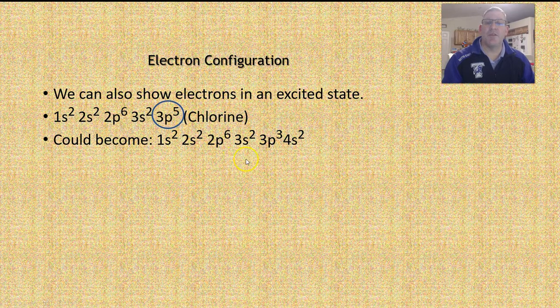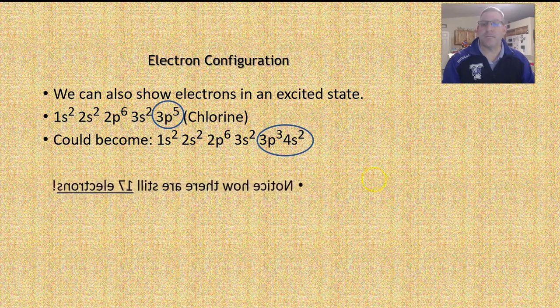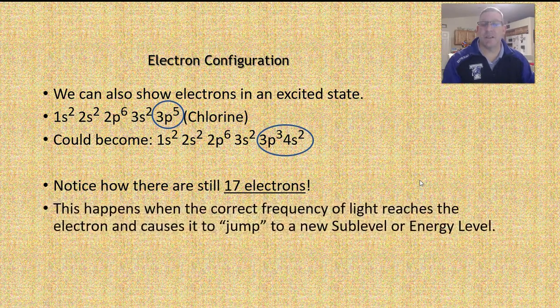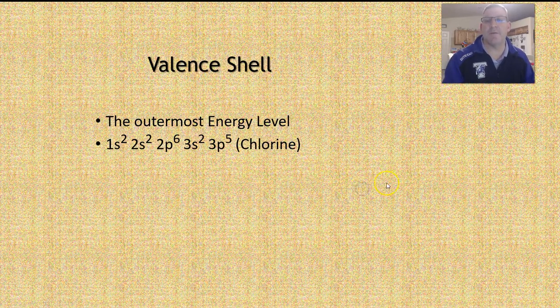And we may have an example such as 5 electrons in the outer sublevel being excited and therefore having a change so that 2 of the electrons jump out to the 4th energy level, s sublevel. Once again, we still have 17 electrons. And this happens when the correct frequency or the correct amount of light reaches that electron and allows that electron to jump to a different sublevel or energy level.